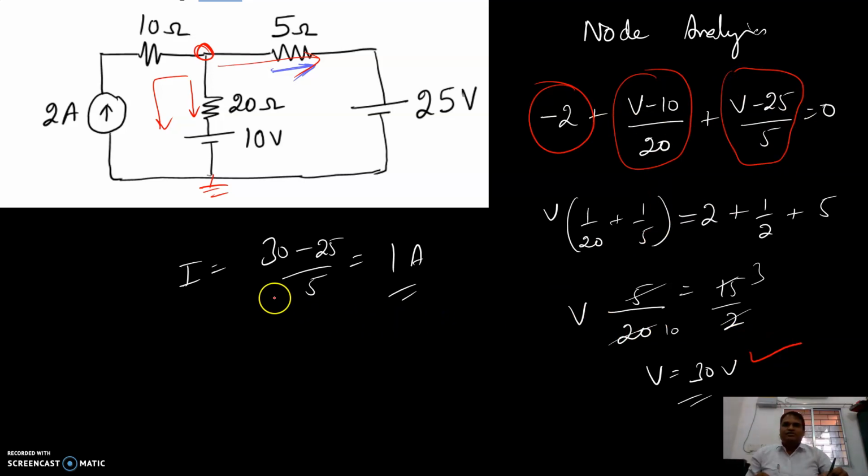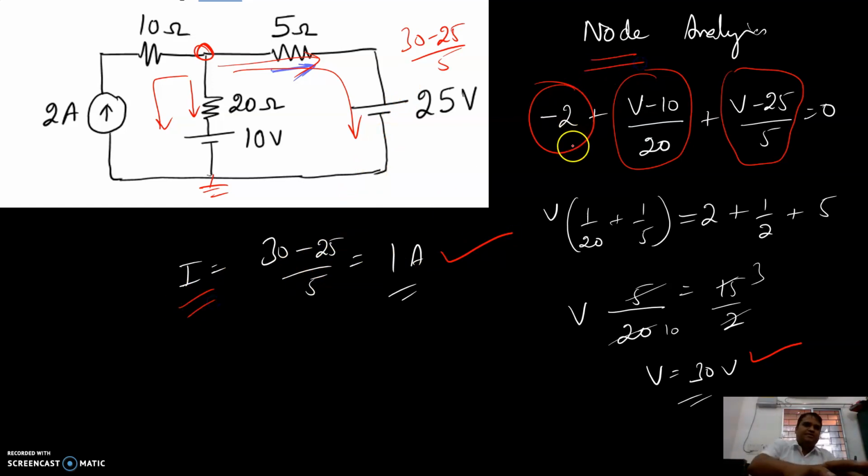So what is the current which is going in this path? Obviously that is (30 minus 25) by 5. That comes out to be 5 divided by 5, that is 1 ampere. So we get the value of I again by node analysis, 1 ampere.